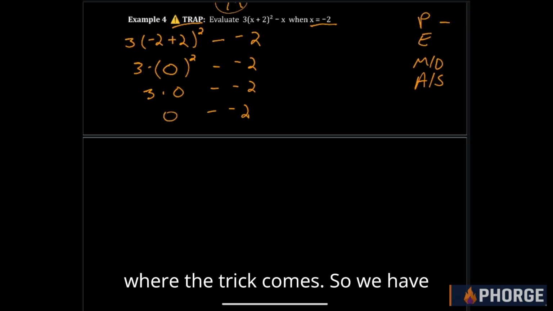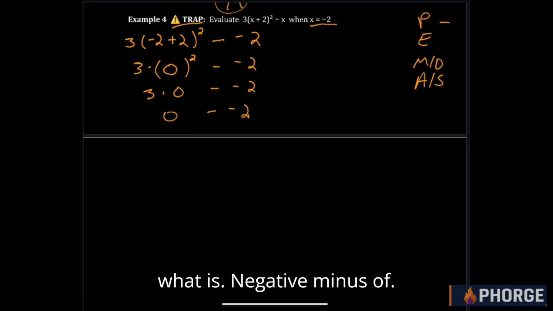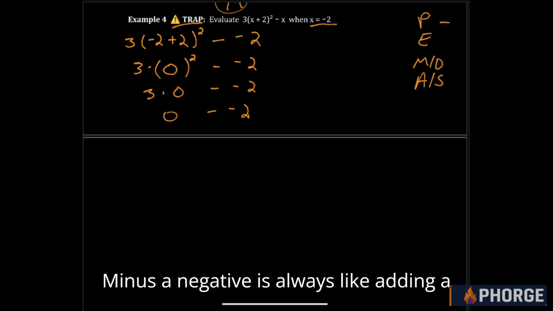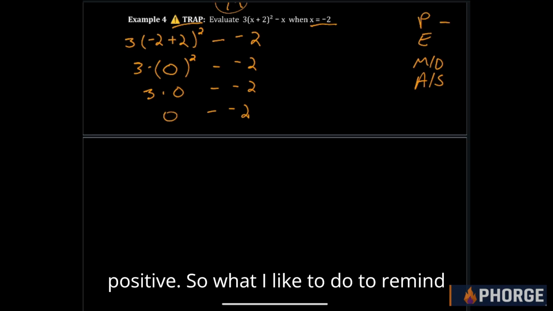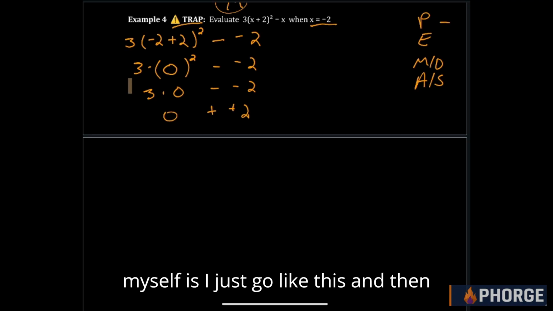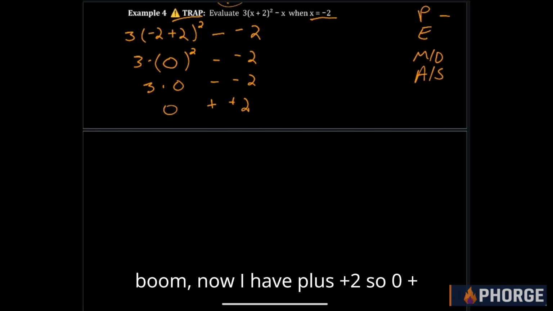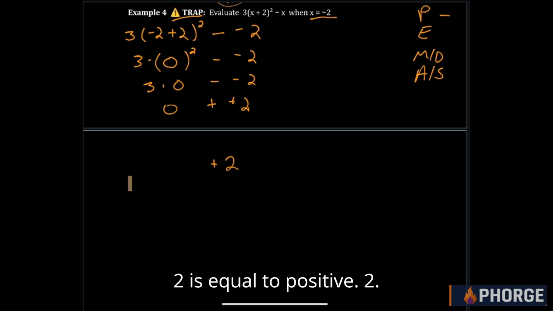So we have what is a negative minus a negative, which is always like adding a positive. So what I like to do to remind myself is I just go like this, and then boom. Now I have plus 2. So 0 plus 2 is equal to positive 2.